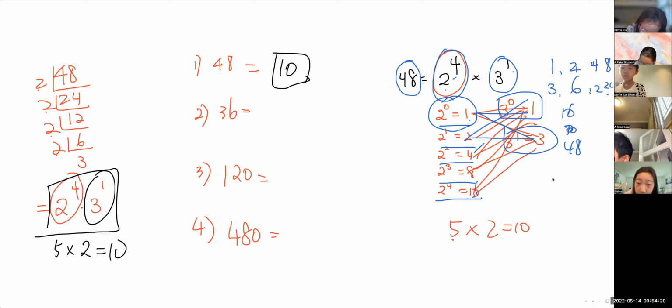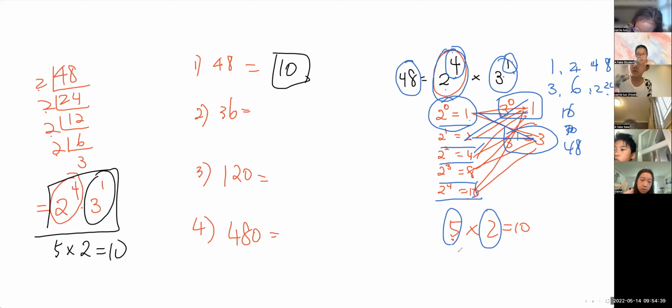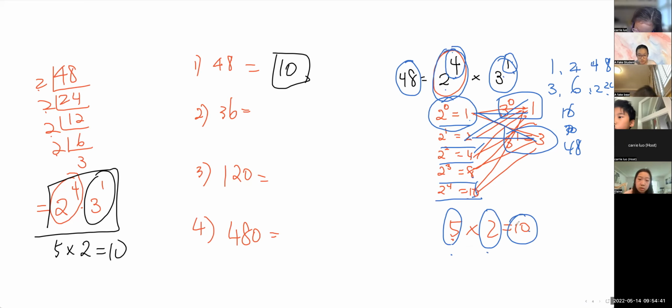But we understand this method. We don't really need to list all of them. All you need to do is just this power plus 1. This 2 to the power 4 could make 5 possible factors, correct, Violet? And 3 to the 1 could make 1 plus 1 equals 2 possible factors. And all you need to do is just multiply them together, so you get 10. Understand, Violet?